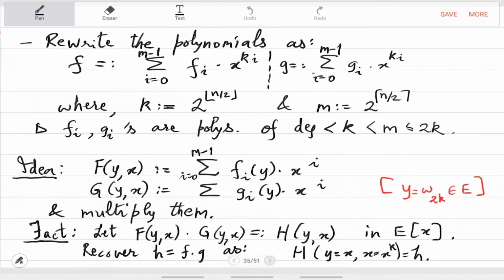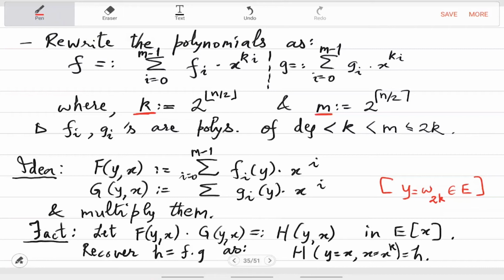So in your notes, just make this change. Define k and m as we define now. Take k to be square root of L, but exactly this, 2 raised to floor of n by 2, and m is L over k. And then you decompose your polynomial f in terms of these blocks: m blocks, each of size k.